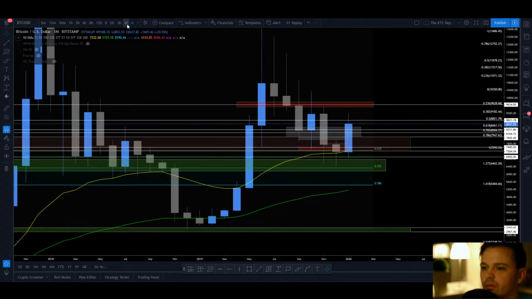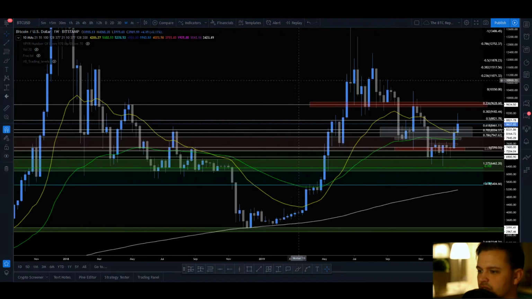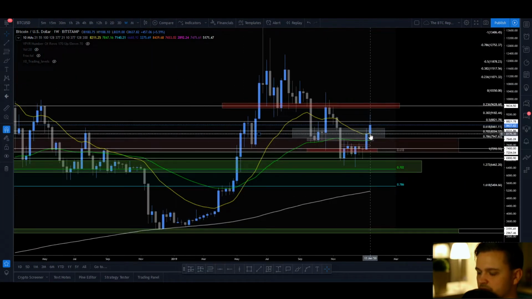What I wanted to see was first we got the bounce of the yellow 21 exponential on the weekly. I wanted to see a weekly close up here. That would be very bullish for a move up towards this area where I expected a lot of resistance. Now that we are trading below this level, it looks like the weekly wants to close down here, right? If we don't trade up here in the next few hours, I think we have about 6 or 7 hours left before the weekly close.